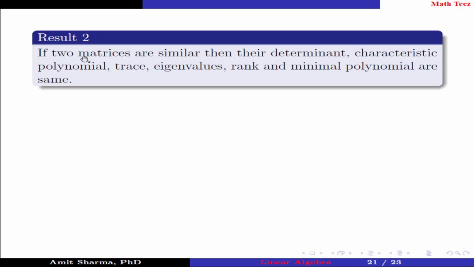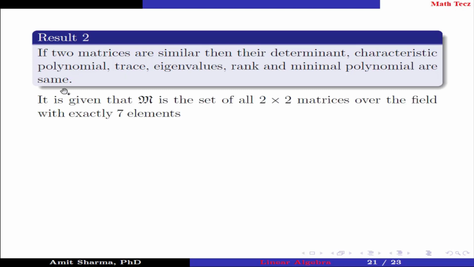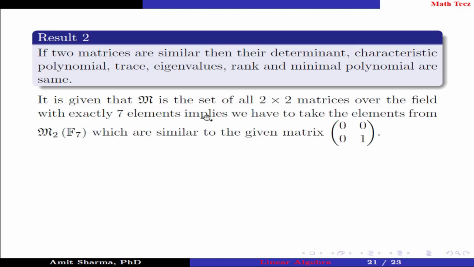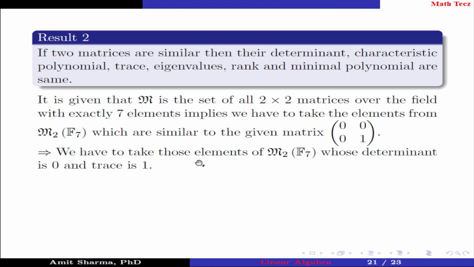Result number 2. If two matrices are similar, then their determinant, characteristic polynomial, trace, eigenvalues, rank, and minimal polynomial are the same. It is given that M is the set of all 2 cross 2 matrices over the field with exactly 7 elements. This implies we have to take the elements from M(F7) which are similar to the given matrix 0, 0, 0, 1. This implies we have to take those elements of M(F7) whose determinant is 0 and trace is 1, because the determinant of the given matrix is 0 and trace is 1.